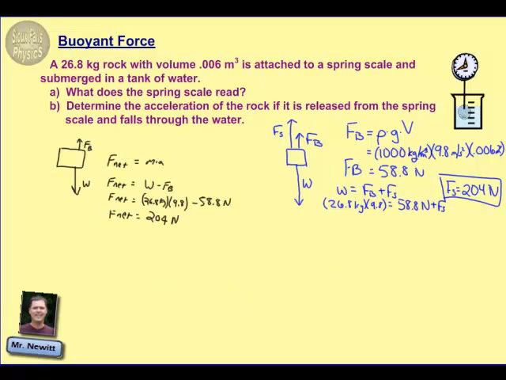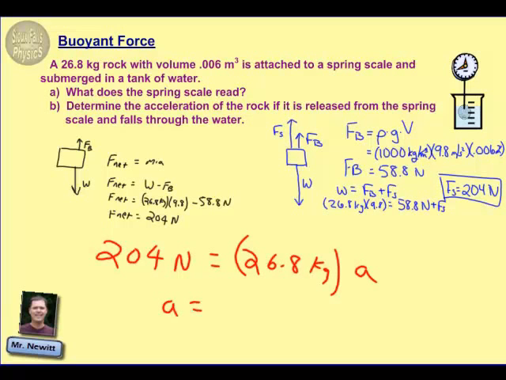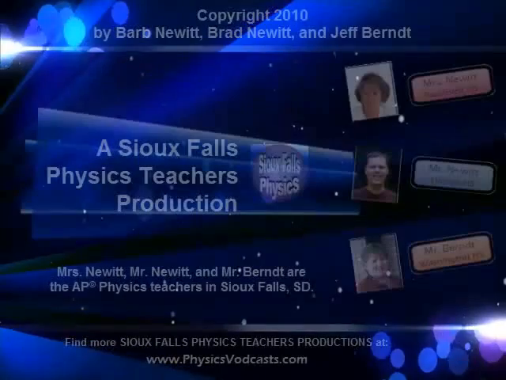Now, to figure out the acceleration, I'll put my net force, 204 newtons, equal to the mass of the rock, 26.8 kilograms, and multiplied by acceleration. Do a little division, and I'll get an acceleration value of 7.6 meters per second squared.